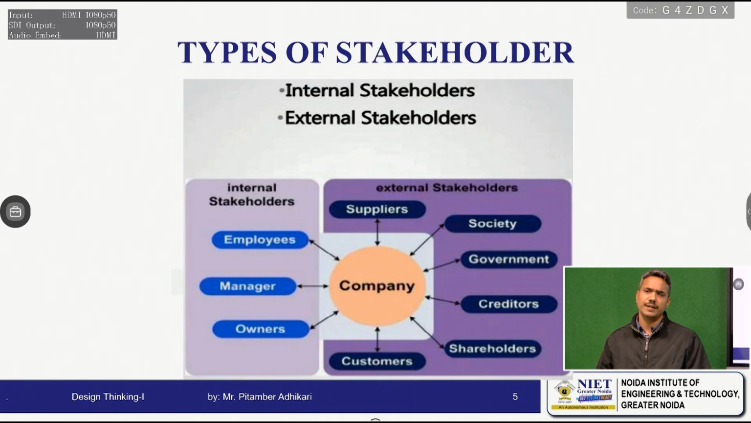Society we can also take as external, because whatever product we are developing, we are making for society. So they also act as an external stakeholder. Then there is the government. Why are we putting government in the category of external stakeholders? Because the government takes direct taxes from those companies, and the employees are also paying taxes to the government. So government acts as an external stakeholder.